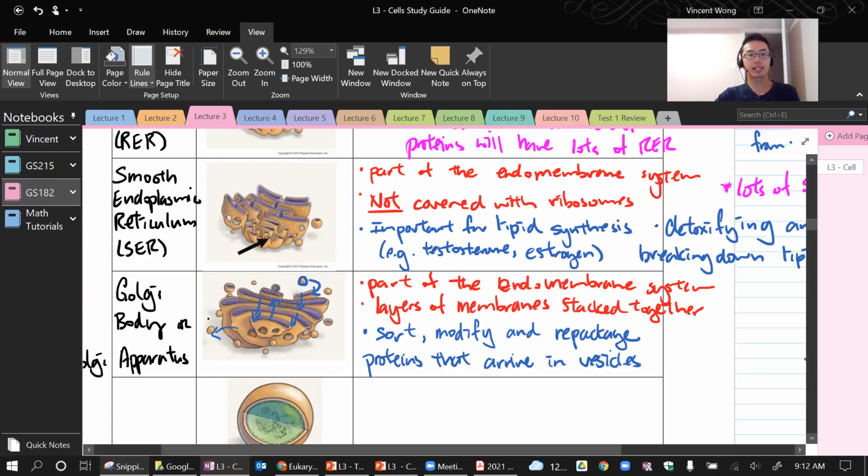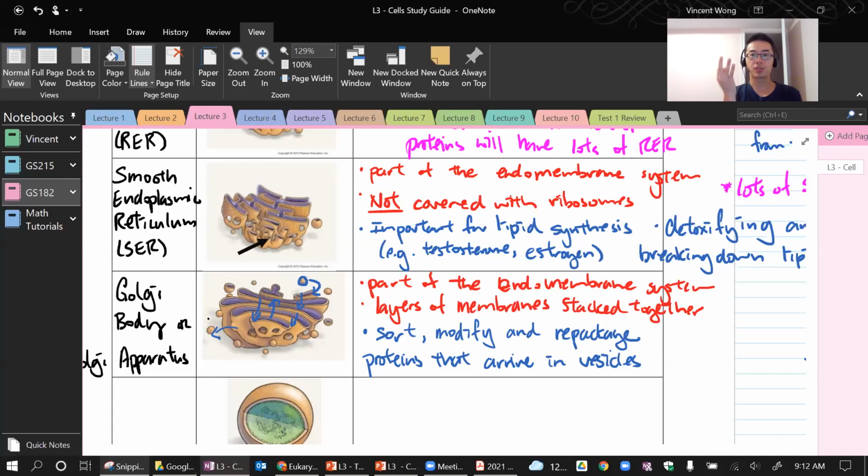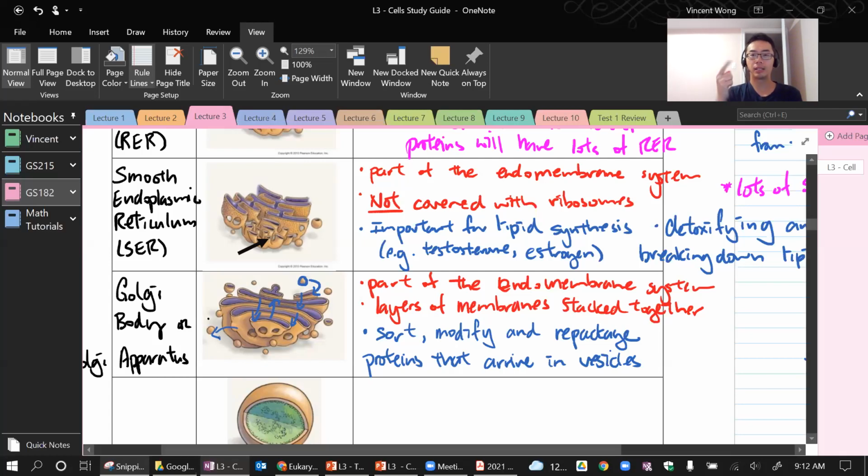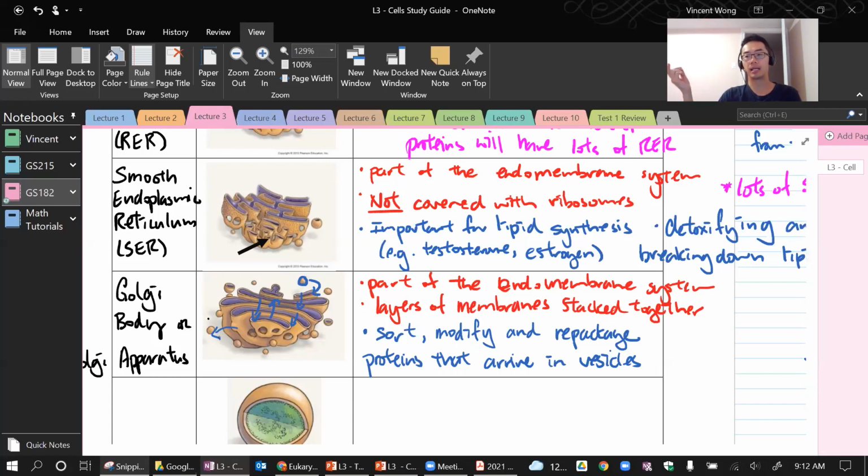After it's done, the vesicles that get pinched off from the Golgi body have basically 3 destinations. Number 1, it would move to the surface of the cell and get released. Let's say this is a pancreas cell making insulin. Once the insulin is made, it will get released out of the cell into the bloodstream. So that's one destination.